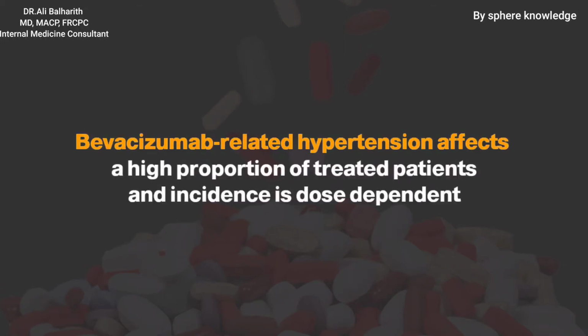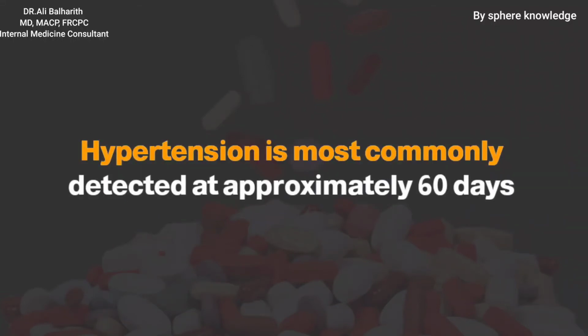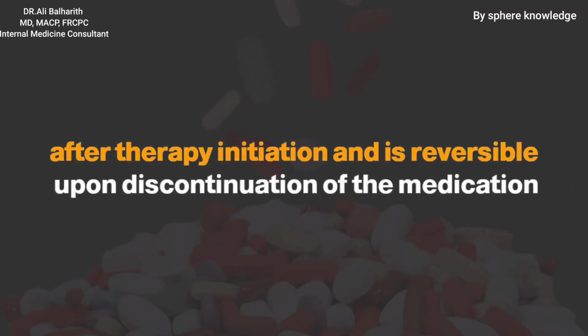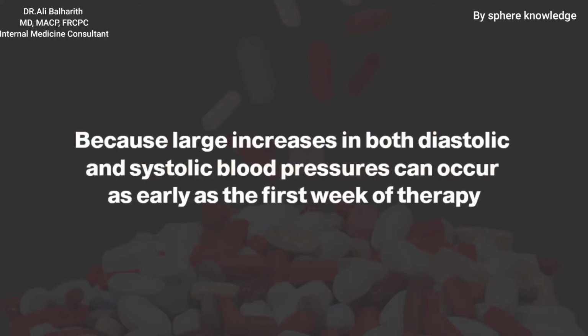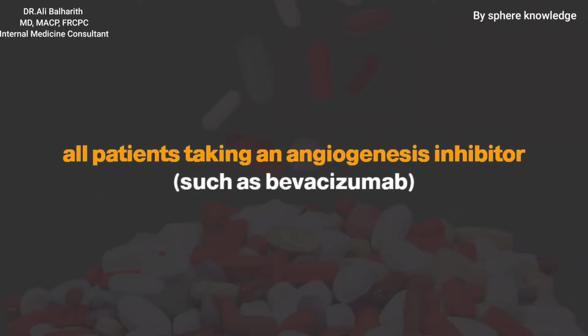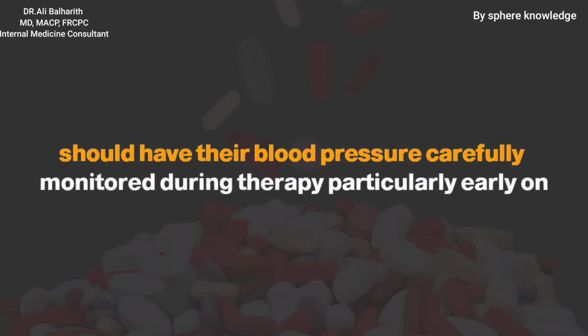Bevacizumab-related hypertension affects a high proportion of treated patients, and incidence is dose-dependent. Hypertension is most commonly detected at approximately 60 days after therapy initiation and is reversible upon discontinuation of the medication. Because large increases in both diastolic and systolic blood pressure can occur as early as the first week of therapy, all patients taking angiogenesis inhibitors such as bevacizumab should have their blood pressure carefully monitored during therapy, particularly early on.